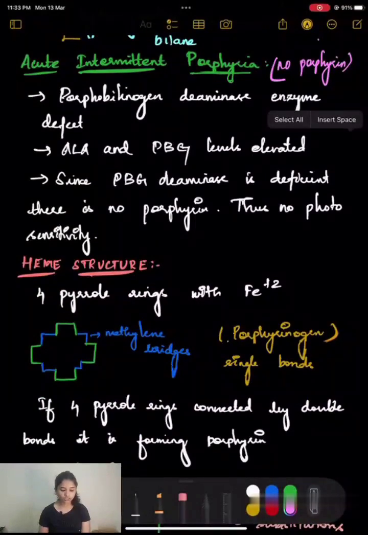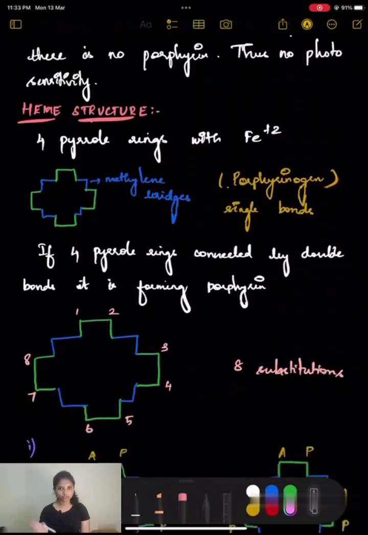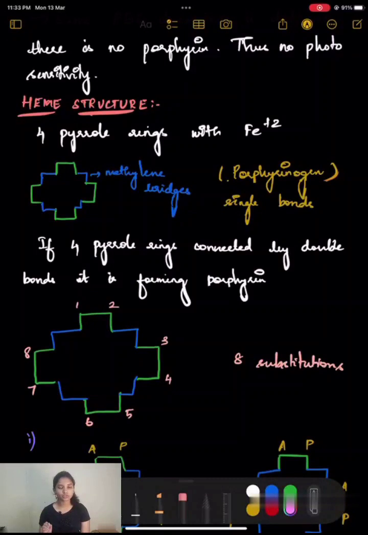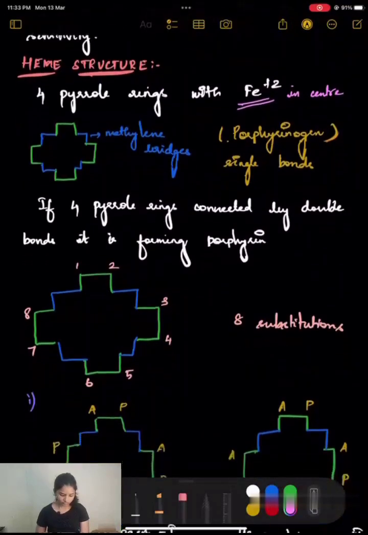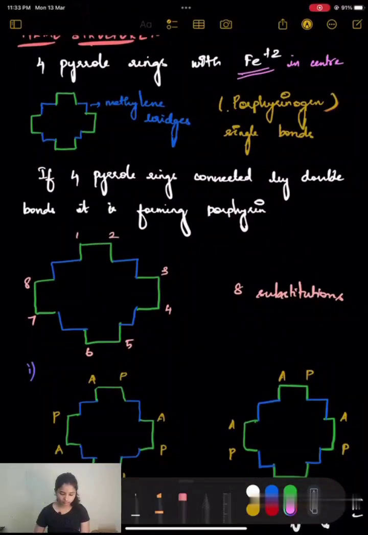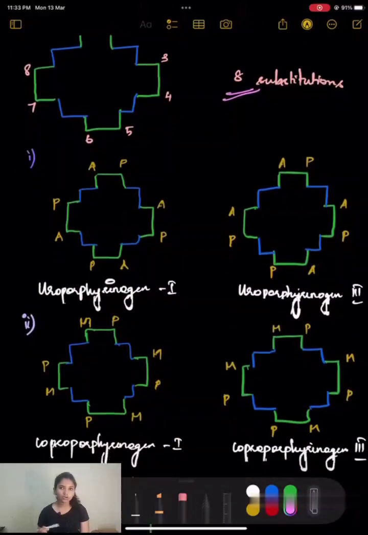Coming on with the heme structure, every heme structure contains 4 pyrrole rings along with Fe+2 in the center. This green color denotes the pyrrole rings, and if these pyrrole rings are connected with the help of methylene bridges, it is called porphyrinogen, and the same pyrrole rings if connected with the help of double bonds, it is called porphyrin. So this is the porphyrinogen structure, and there are 8 substitutions over here. Depending upon the substitution, the compound varies.